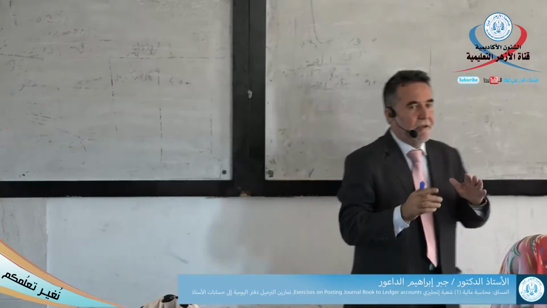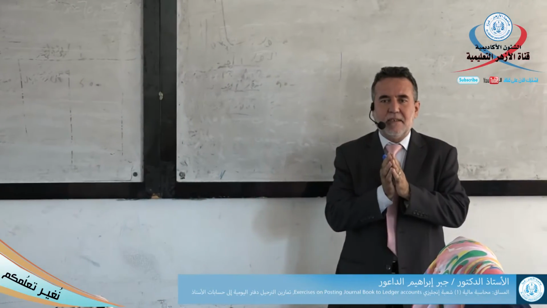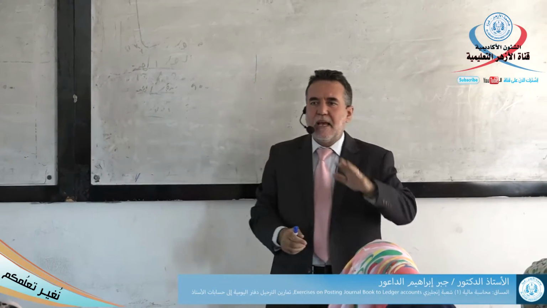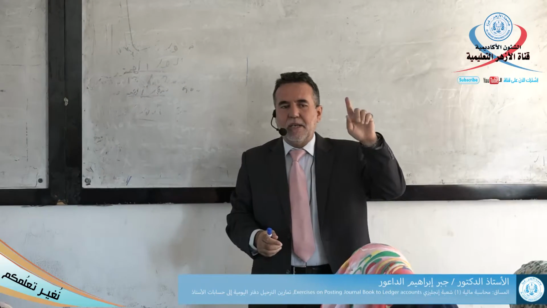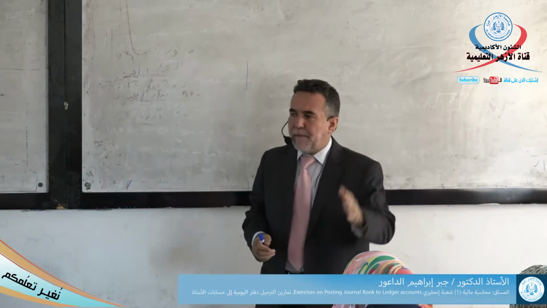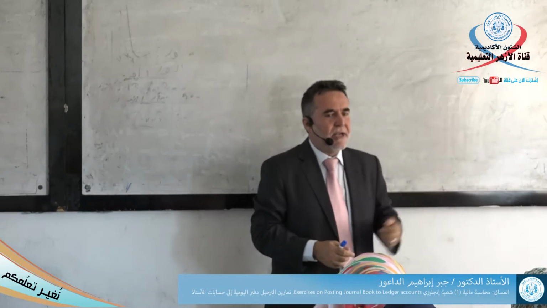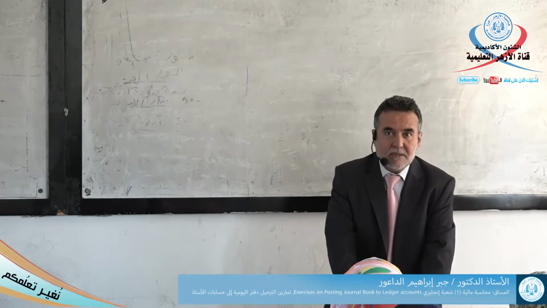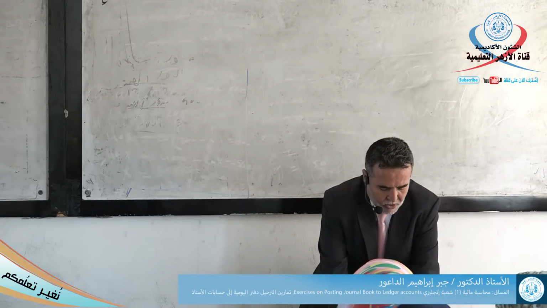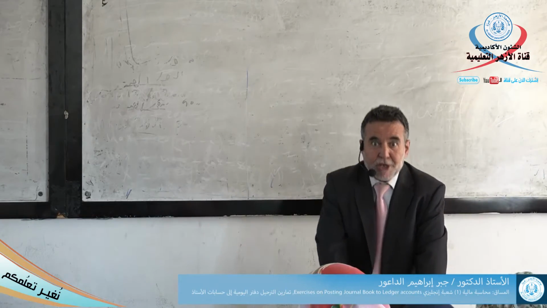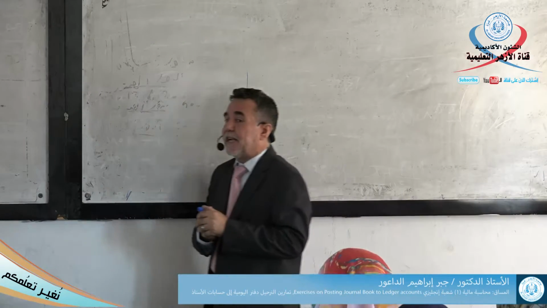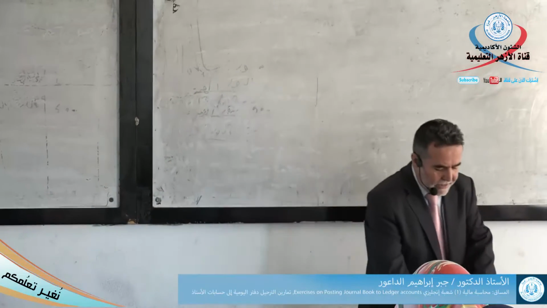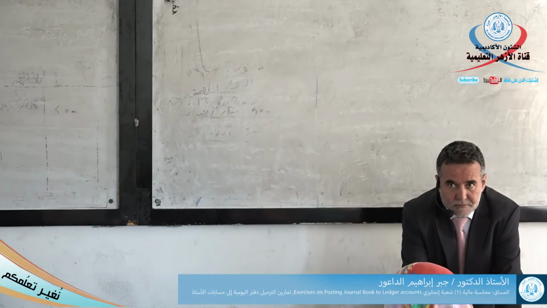طبعا في trial balance one column for account name and another column for debit amount and the other for credit amount. So the first account, which is cash, normal balance, debit or credit? Debit. So here, debit, it's okay. Correct.